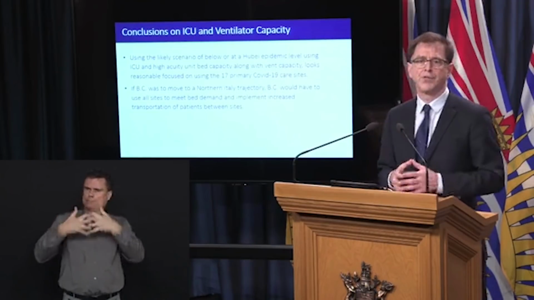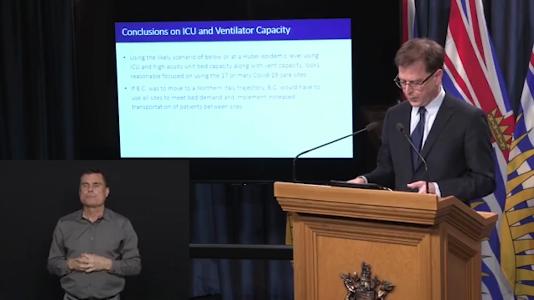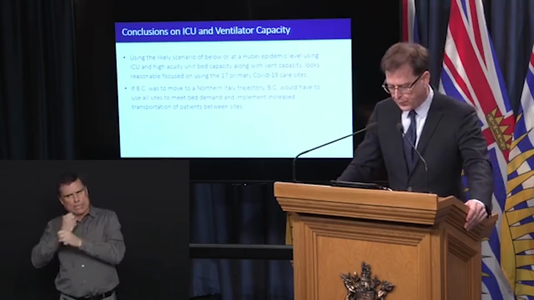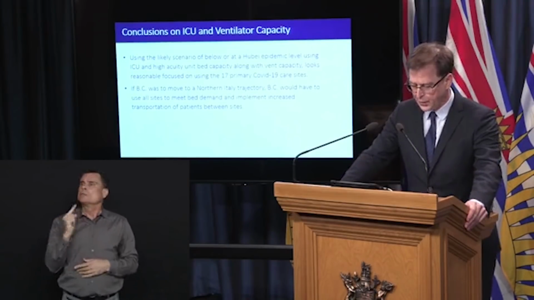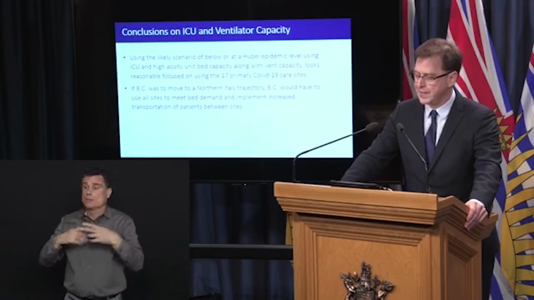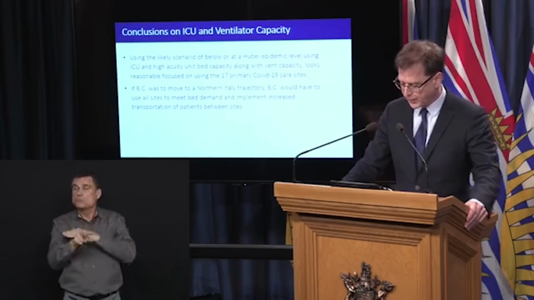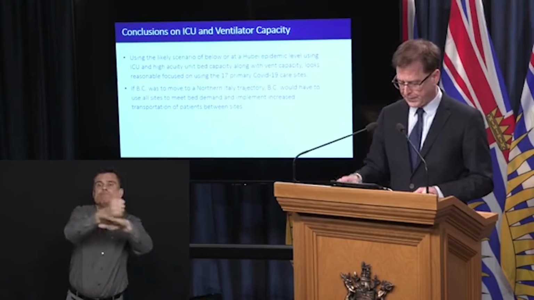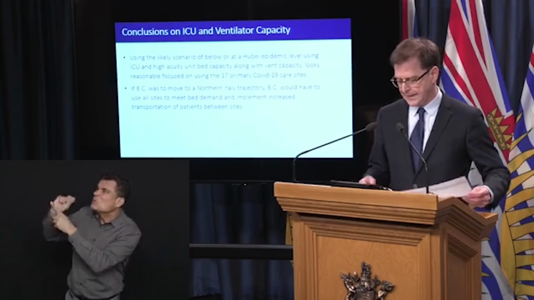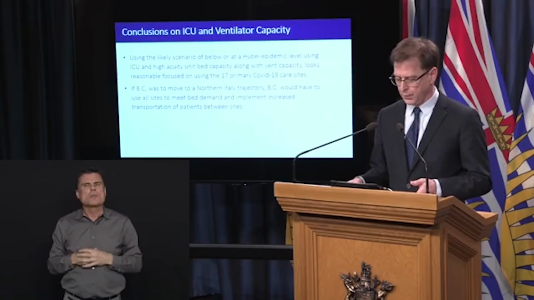Our conclusions, and you've seen this as we've dealt with the various scenarios, are that using the likely scenario of below or at a Hubei epidemic level, using ICU and high acuity unit bed capacity along with vent capacity, we are reasonably focused on being able to handle that within the 17 COVID-19 care sites. If we were to move to a Northern Italy trajectory, BC would have to use all sites to meet bed demand and implement increased transportation of patients between sites. And again, the more detailed discussion of that can be found in the longer briefing.